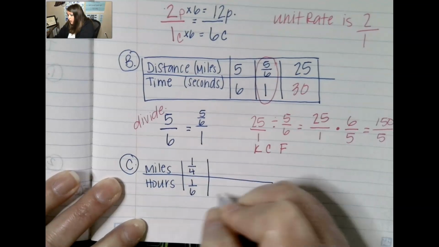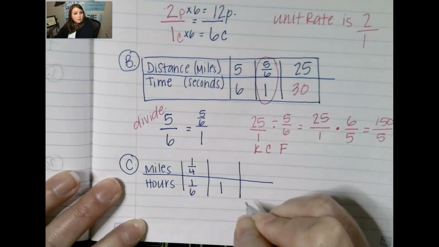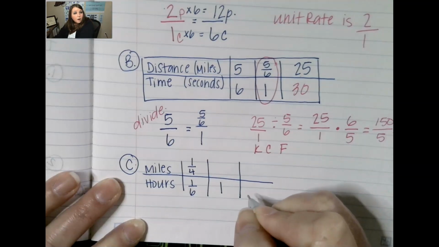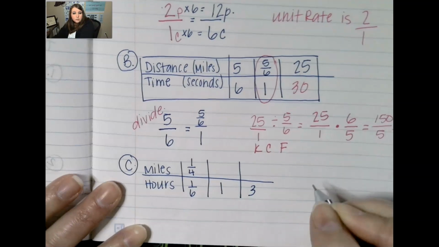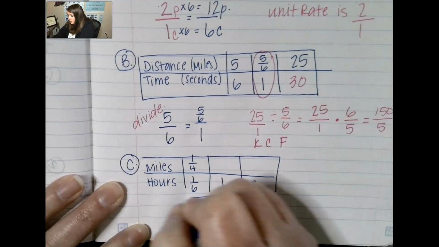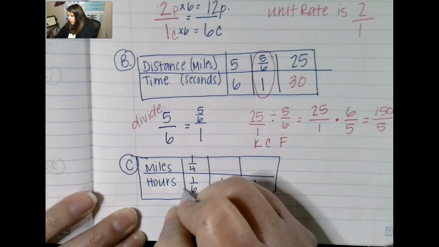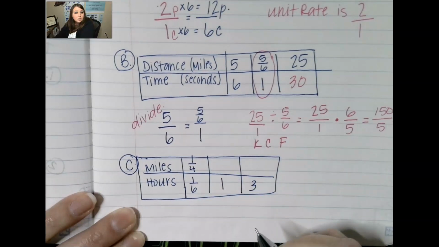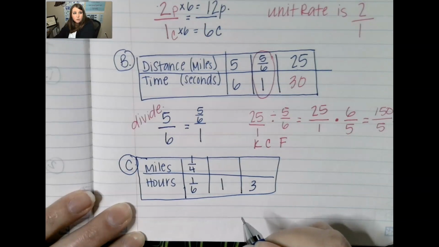It wants to know how far I go in 1 hour and how far I go in 3 hours. So how far can I go with these times? Let's start by first figuring out what is my unit rate. I want to know what is my unit rate first, and then we'll move forward.